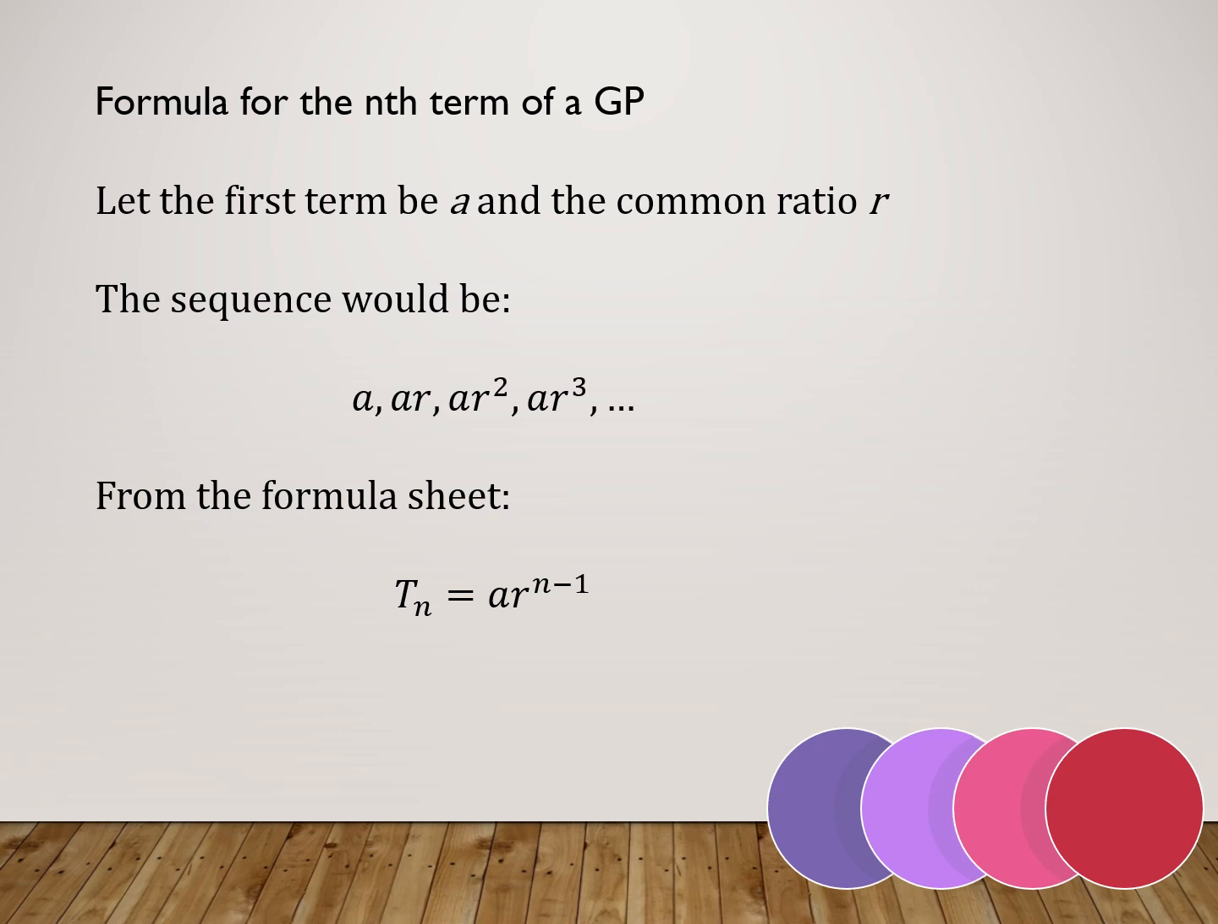So the formula for the nth term of a GP, and this once again is on your formula sheet: if we let the first term be A and the common ratio be R, then our sequence would be A for our first term, multiplying by R gets you AR, multiplying by R gets you AR squared, multiplying by R gets you AR cubed. So the fourth term is AR cubed, or the nth term is AR to the n minus 1.